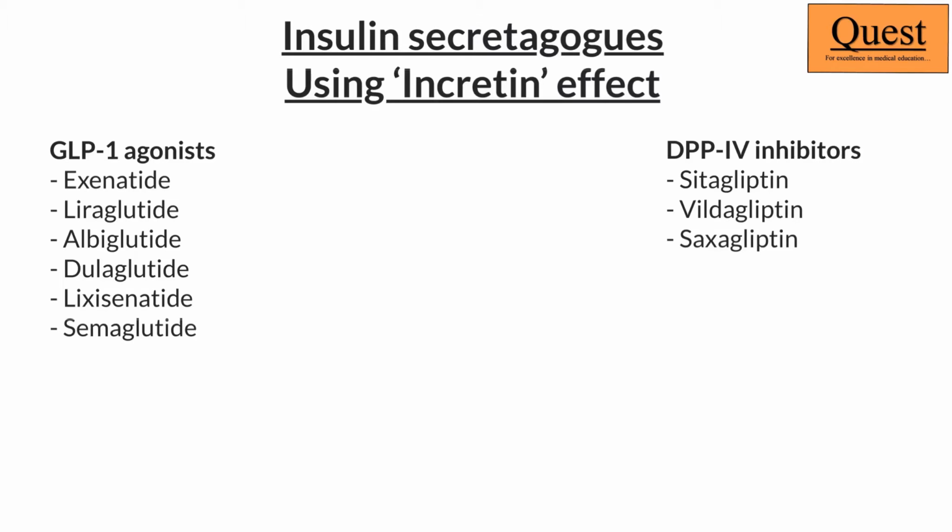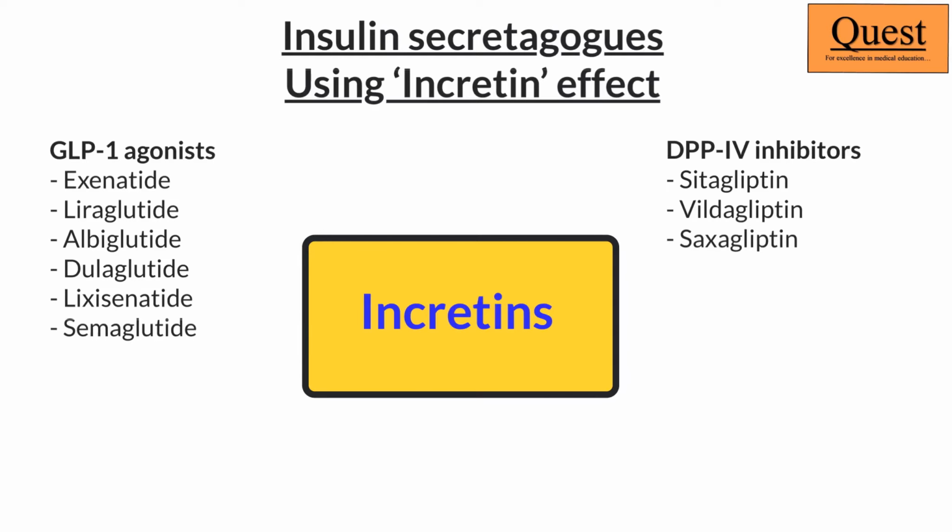Now both of these agents, GLP-1 agonists as well as DPP-4 inhibitors, are basically using the same incretin effect and fall in the same category as insulin secretagogues. One difference between the two is GLP-1 agonists are all available in the parenteral form, while DPP-4 inhibitors are in the oral form. And that has made DPP-4 inhibitors much more popular in routine practice than GLP-1 agonists.